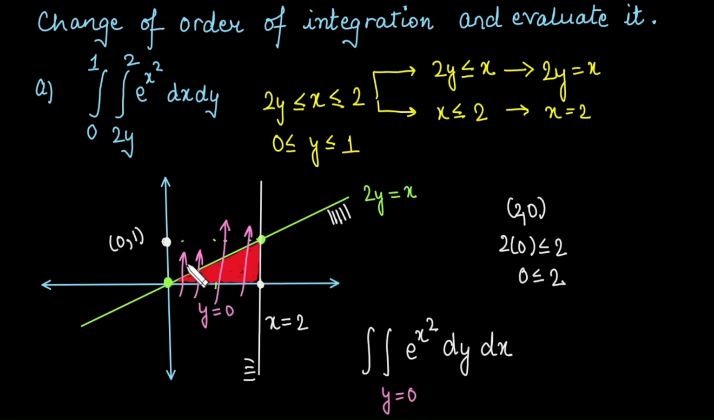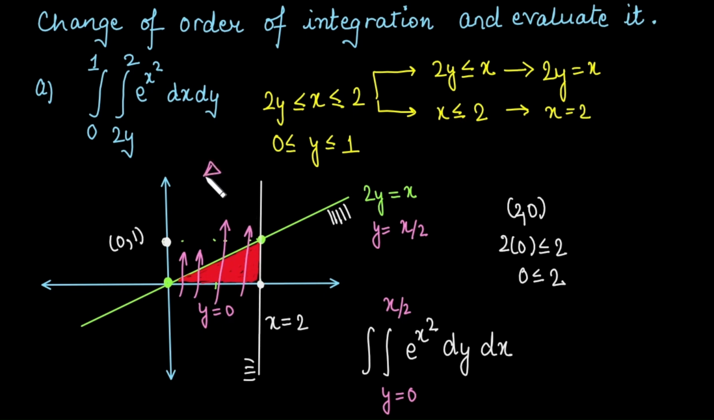Upper limit. How to define the upper limit? For that we need to observe where the imaginary line exits the region. So it exits the region from this line, and on this line what is the value of y? y is equal to x by 2, and hence it is the upper limit. Next we need to take the limit for x. For that we need to identify the minimum value of x and maximum value of x as per the region. For that we need to take the shadow on the x-axis. How to take the shadow?